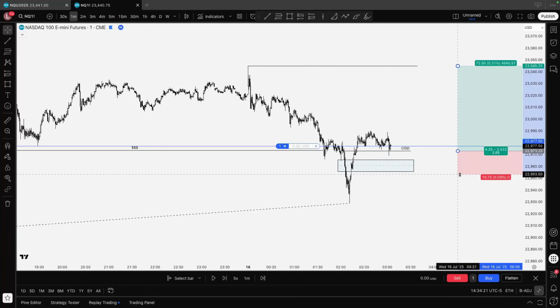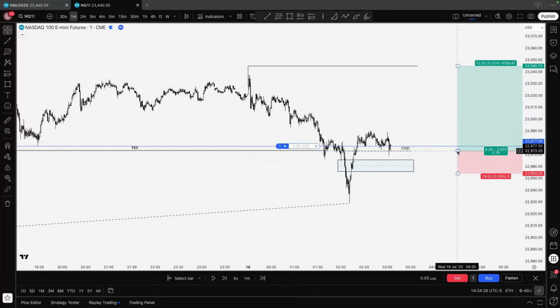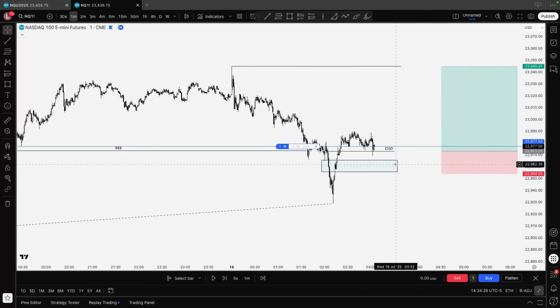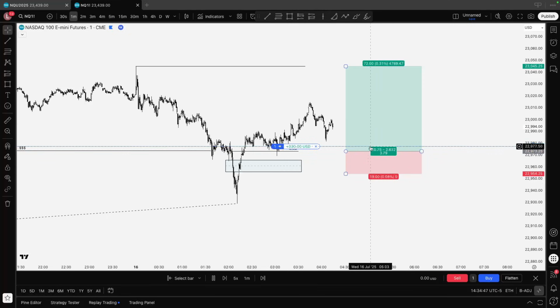You could also put it right below the fair value gap, because this is still a pretty big drop here. It's another 28 points. And just make sure you have a tighter risk. And let's see what happens. Okay, I'd probably be break even at this point. So we'd move our stop to break even right here.